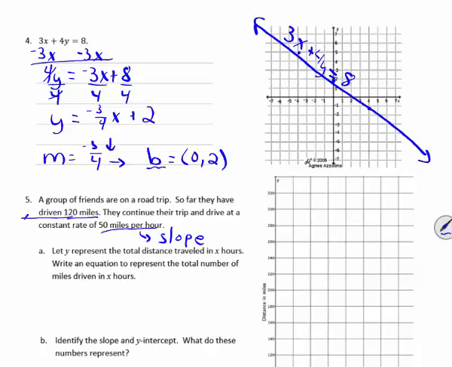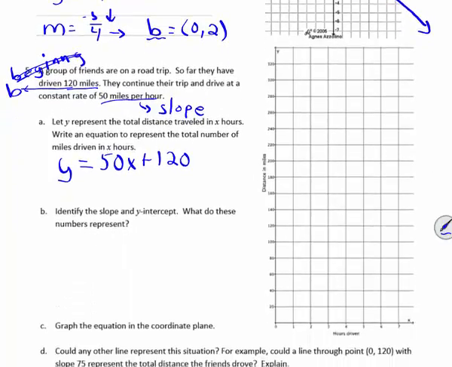This is your beginning, which means it's your B. This is where I'm beginning. Okay, so y equals 50x plus 120. Unit rate is your slope, and where you're beginning, how much you start with, is your y-intercept.